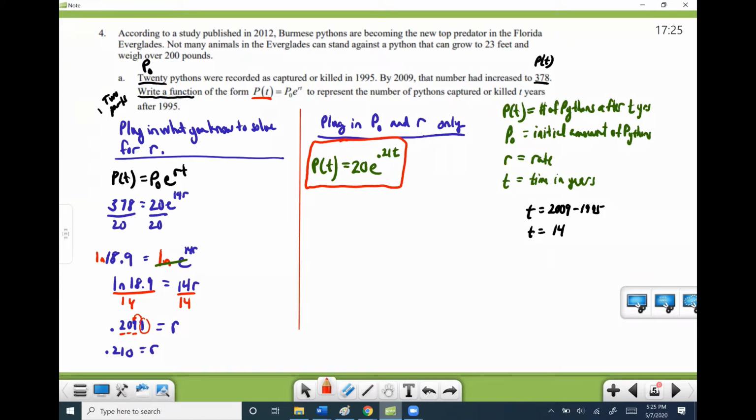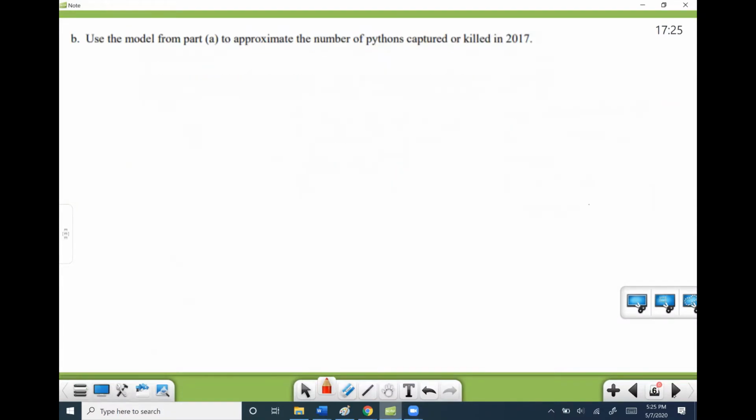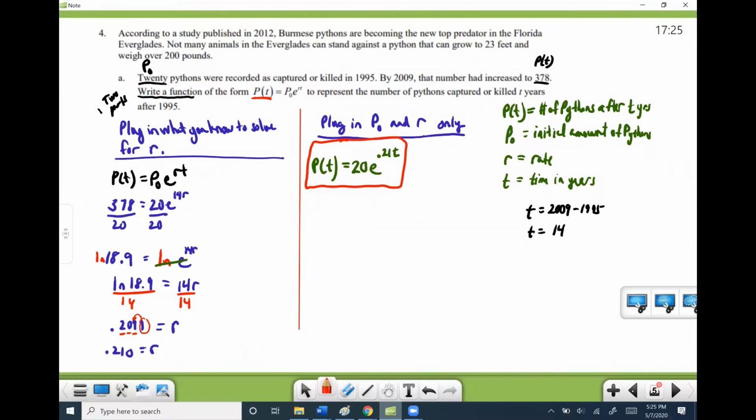Okay. All right. I think there's a part B to this, right? Use your model to approximate the number of pythons killed in 2017. Okay, well, let me rewrite it down. Killed or captured, sorry, killed or captured. Oh, this is the killed or capture rate. I mean, it probably is pretty close to the actual growth rate, but this is the rate at which the number killed or captured grew. But I'm sure the amount killed or captured will grow pretty proportionally to the actual population growth.